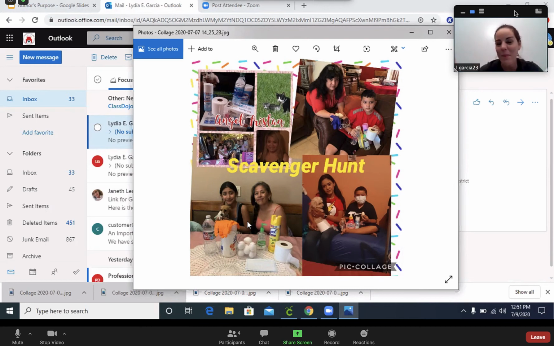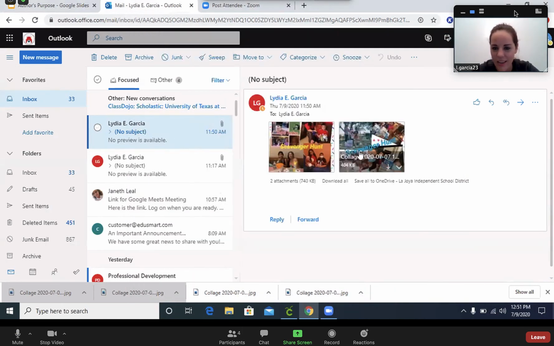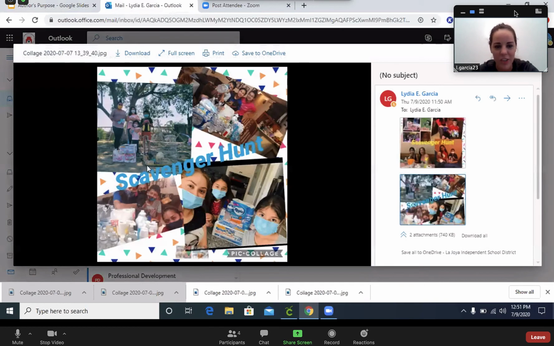I'm like, put the pig in, put the pig in. And then let me show you the other one. In the other one, you can see she has her chicks and her ducks. Oh, that is so cute.